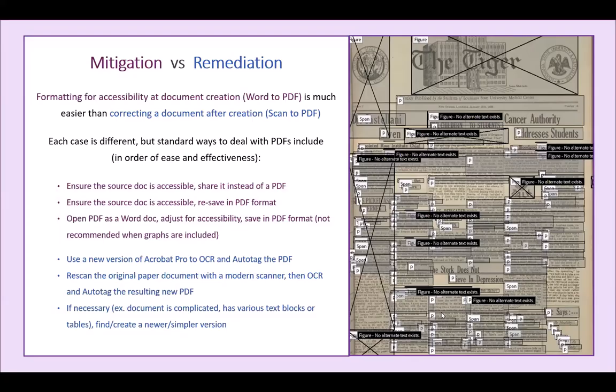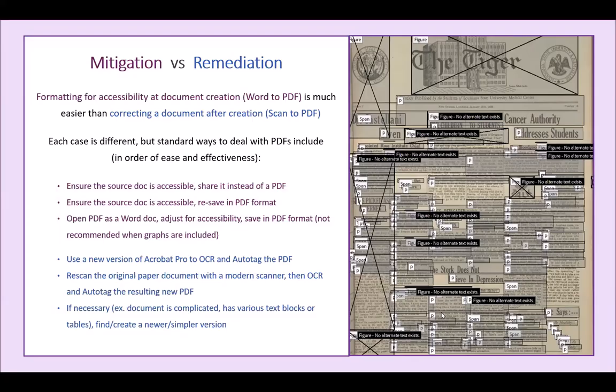If you are an accessibility expert and you don't have the source document, you only have the PDF, you can open it as a Word doc and adjust it there for accessibility, put in all the formatting, and then save again in PDF format. I don't recommend this if there are graphs that are included, because Word doesn't do the best job of recreating graphs from a PDF. So that's kind of a last case option.